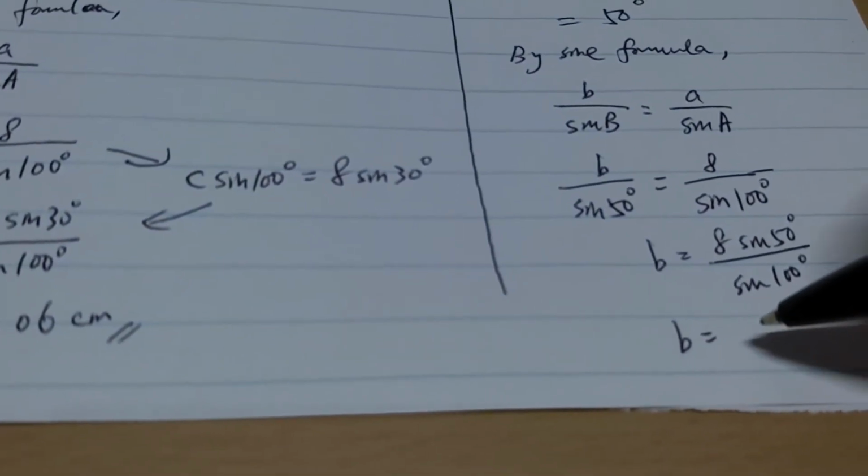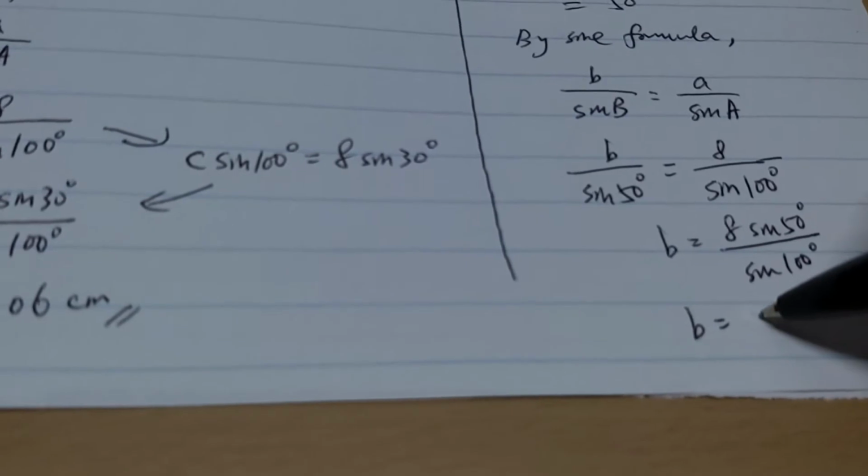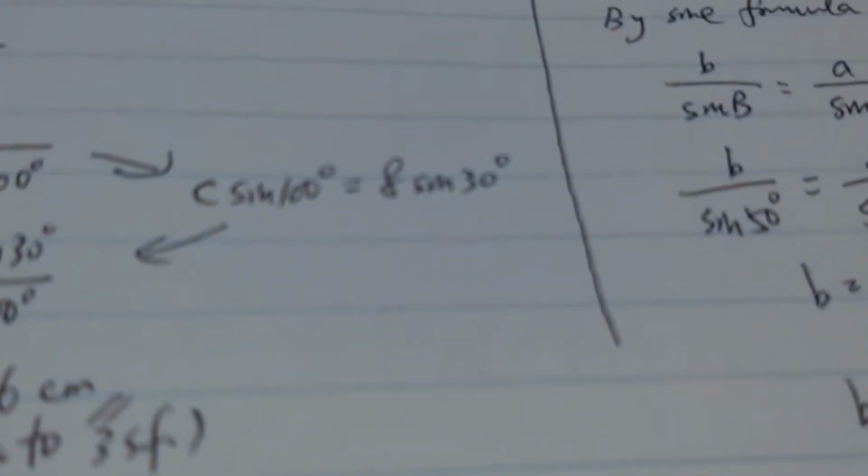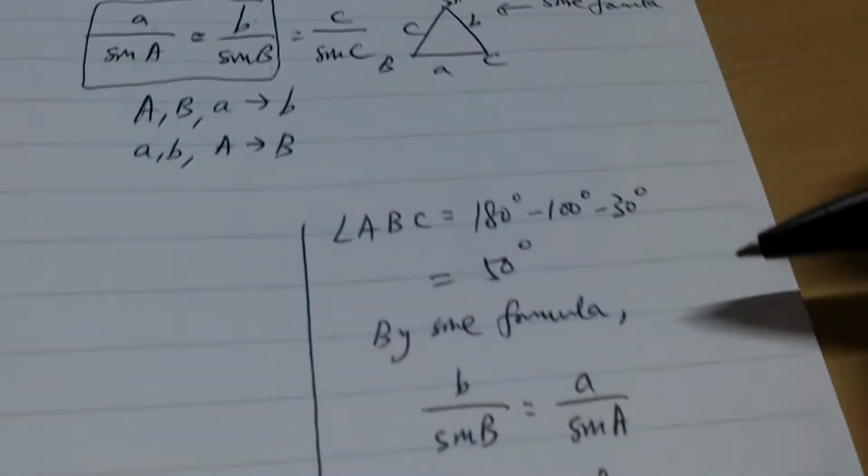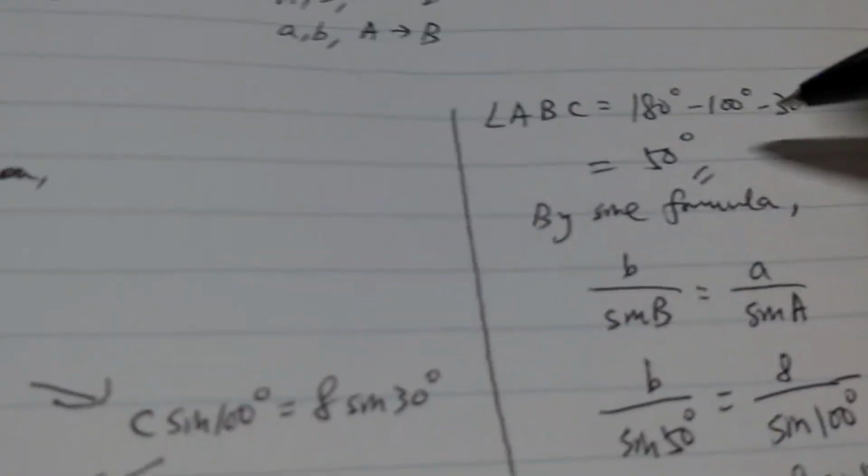So we can use a calculator to type 8 times sine 50 degrees divided by sine 100 degrees. Okay, if we take 3 significant figures, the answer for b is 6.22 cm. This part is correct to 3 SF, and this one is also correct to 3 SF. And angle B is 50 degrees. So we have solved all the 3 unknowns.